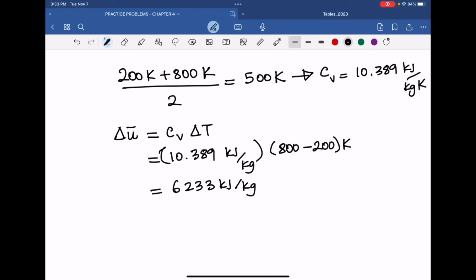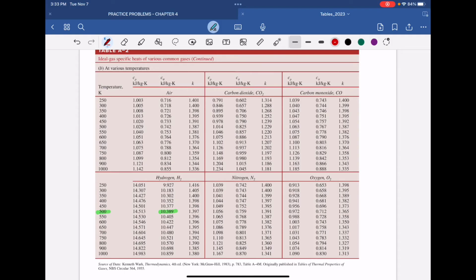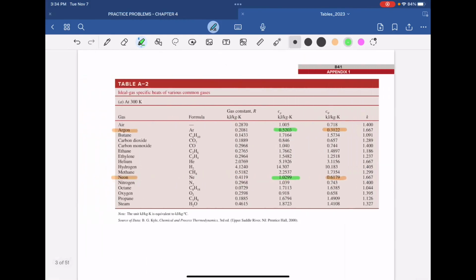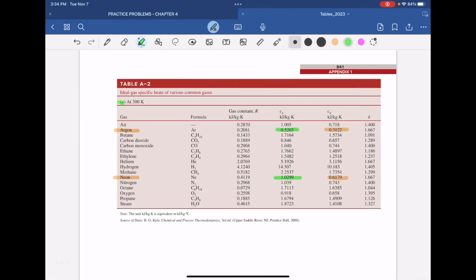Okay, that's it. Now they're asking, what if we use the room temperature CV, which is at 300 Kelvin, that you can look at, which is 10.183. I think you can also check for that in this table.